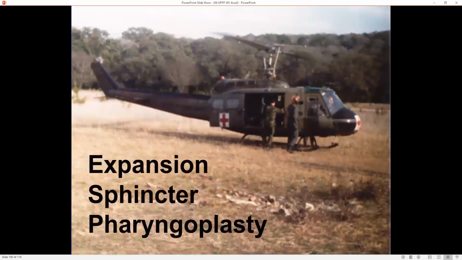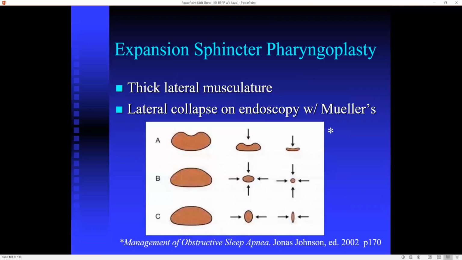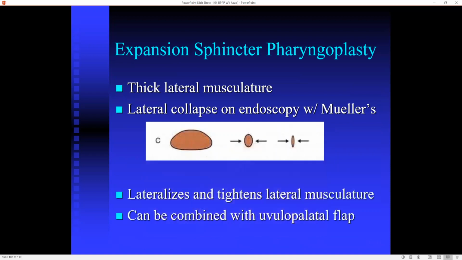So what about the expansion sphincter pharyngoplasty? Well, remember this diagram that we showed how the soft palate can collapse from anterior to posterior, from concentric collapse in the middle, and then C is lateral to medial collapse, because this will direct you to different types of surgery. And so what we need to do here is we need to tighten the lateral musculature. There's only a few procedures that can do that. A lateral expansion is one. Hyoid suspension can do that, and transpalatal advancement can do that as well.